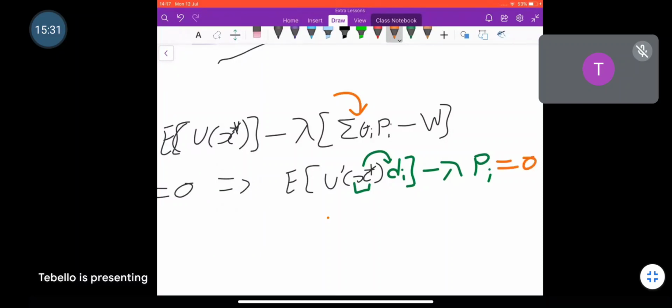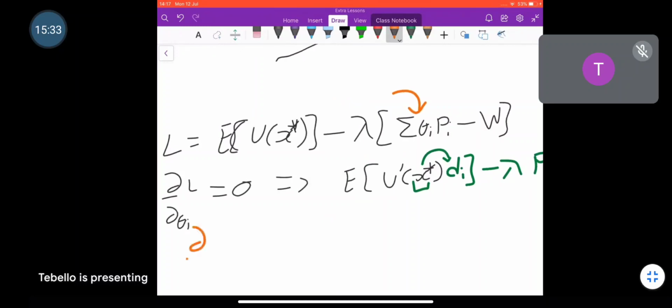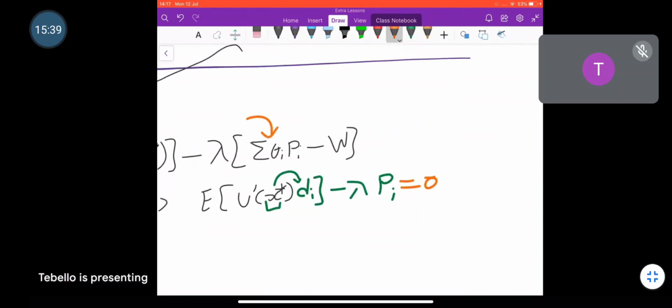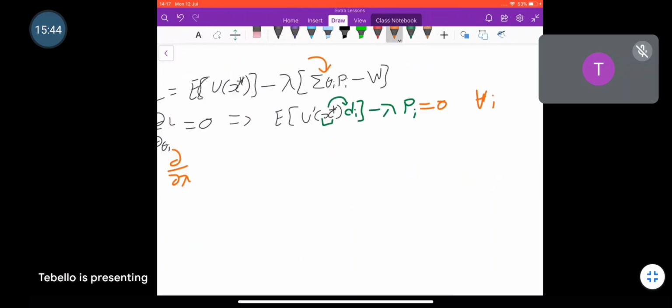And then you are going to have another one where you take the derivative with respect to lambda. So this is for all i's, for all your assets, for all your securities. So the first derivative of your Lagrangian with respect to lambda, and then you will be left with something like this.